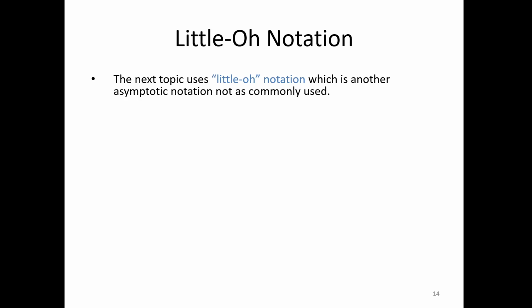All right, and welcome to another video in this series on algorithm analysis. In this video, we're going to introduce little o notation, which is another asymptotic notation similar to big O notation. Not quite as commonly used, but also useful to do some comparisons between functions.